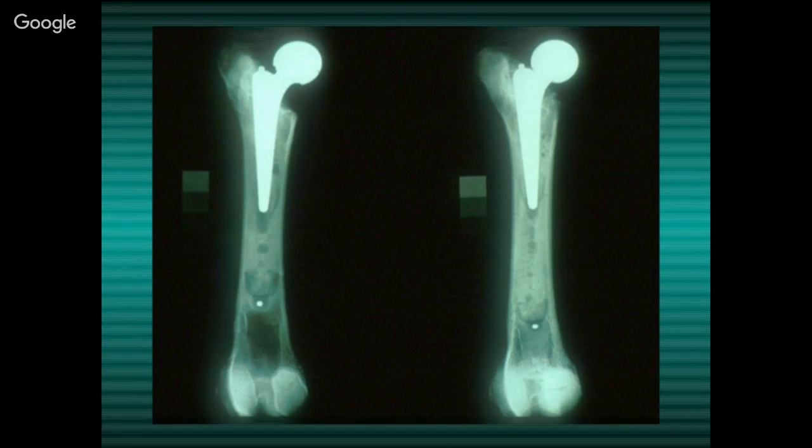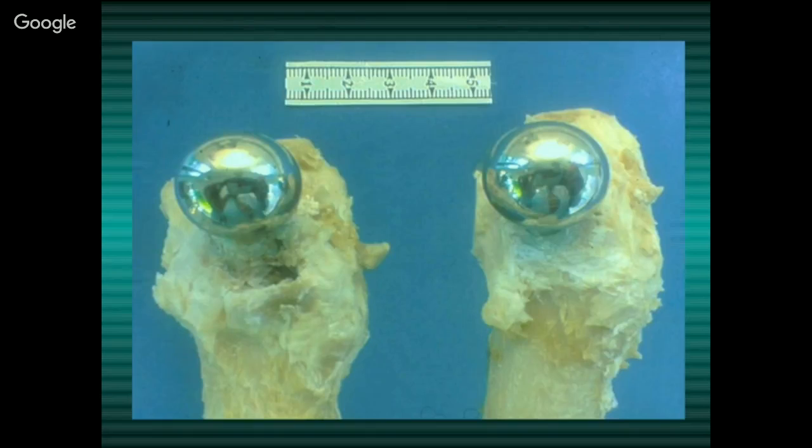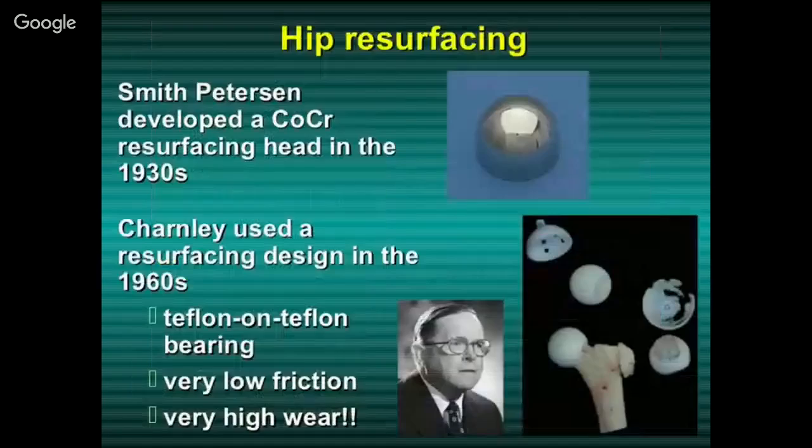If there is osteoclastic activity, as we found in this scenario, the bone is totally destroyed by the cellular response. Now the hip resurfacing: Smith-Petersen, as I have said, first introduced chromium chloride in 1930. Charnley also used a resurfacing design, Teflon on Teflon, which has very low friction but very high wear.